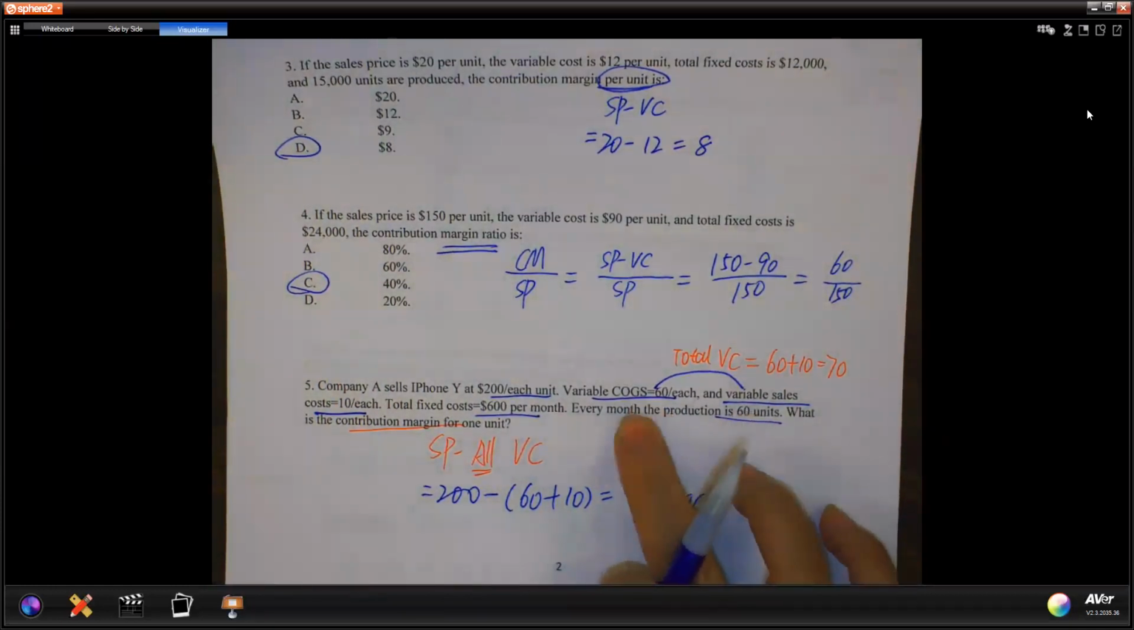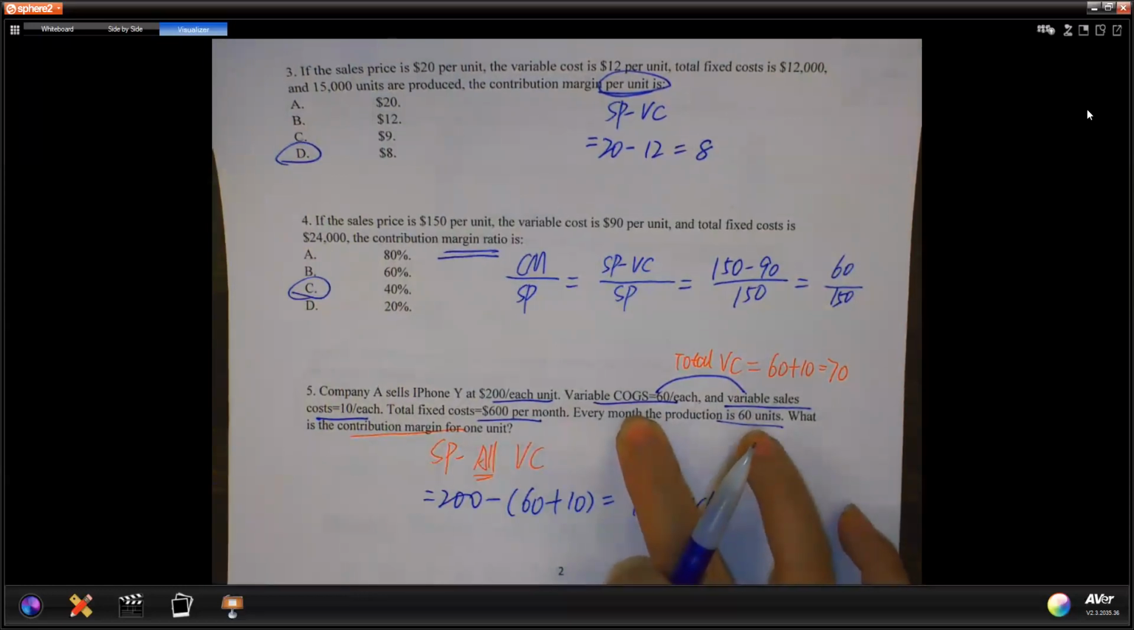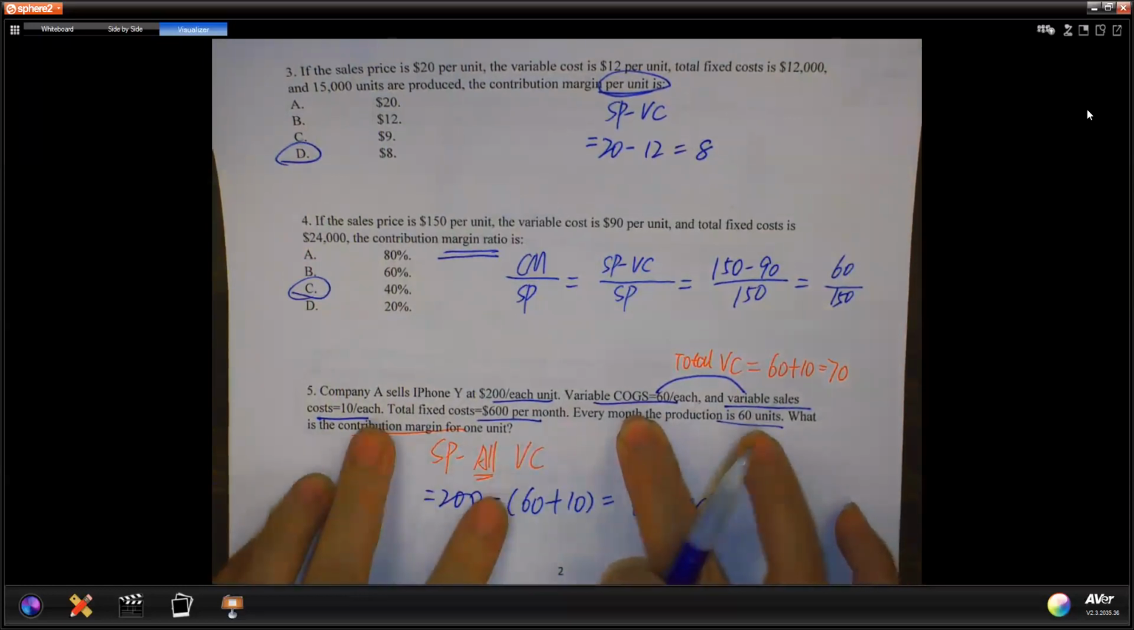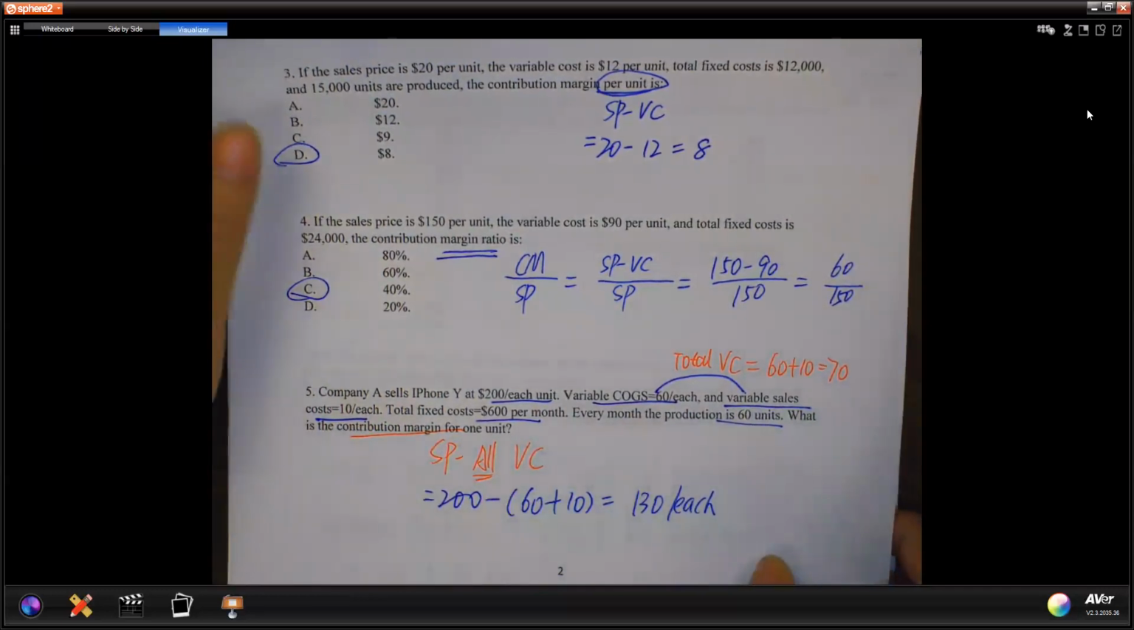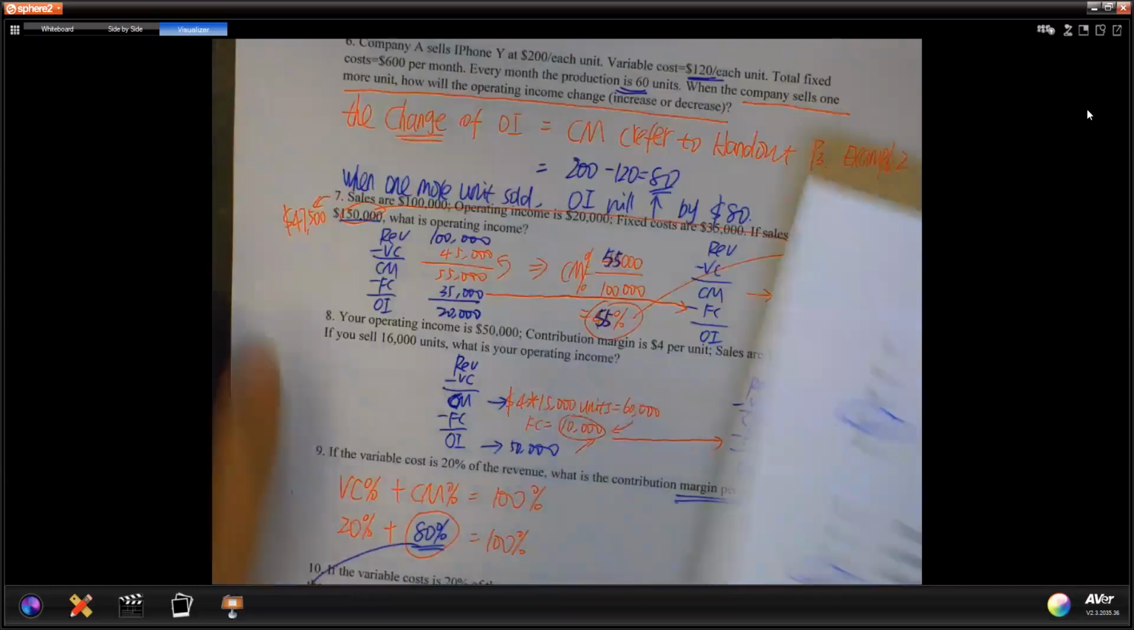Two variable costs. One is manufacturing, one is the sales cost, sales commission. So you have to minus all the variable cost, minus all variable cost. Okay, make sure you got that one.